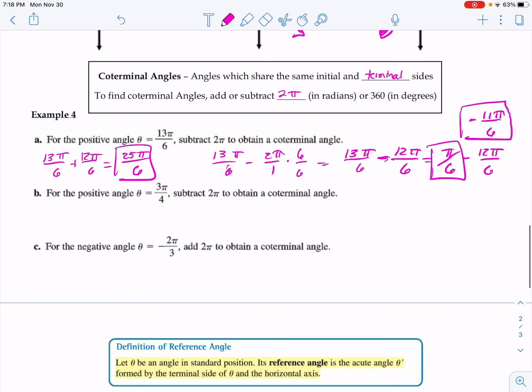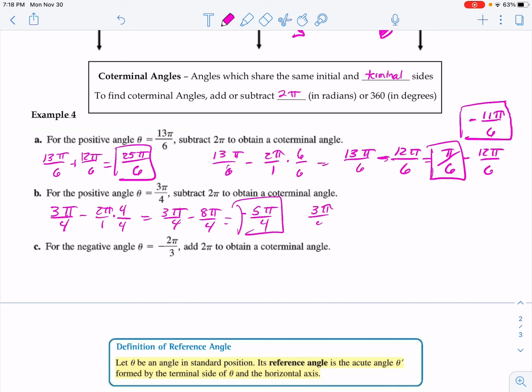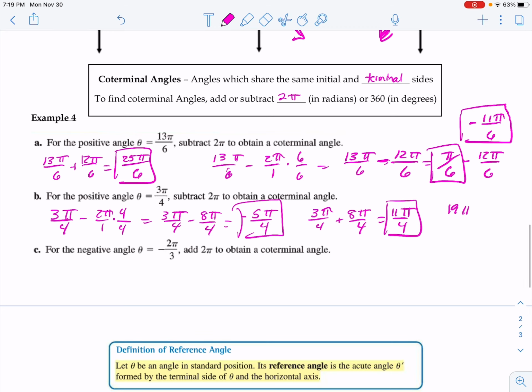Same thing here. I have 3 pi over 4 minus 2 pi over 1. You multiply by 4. So now I have 3 pi over 4 minus 8 pi over 4. And you get negative 5 pi over 4. Okay. Or I could take 3 pi over 4, that's one coterminal, and add 8 pi over 4, and you get 11 pi over 4. I could add 2 pi again and get 19 pi over 4. All right? You can just keep going.